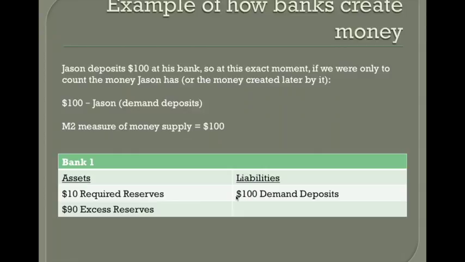So right now we have a money supply of $100. A little trick question that you might see is, whether he was holding that money as currency or as a demand deposit, the money supply was still $100. So if a question asks you, when he deposits that money, how much did the money supply change by right then? It doesn't change at all, because $100 currency or $100 demand deposits, both of those are included in the M2 measure of the money supply.